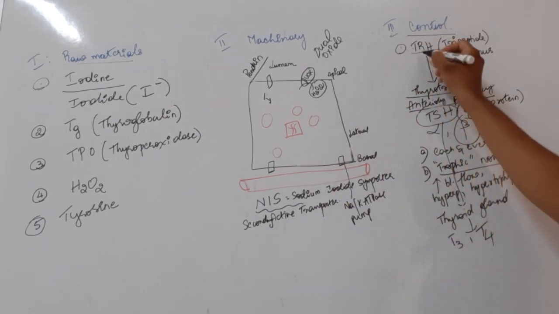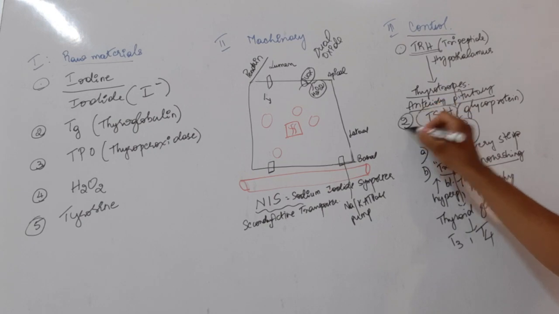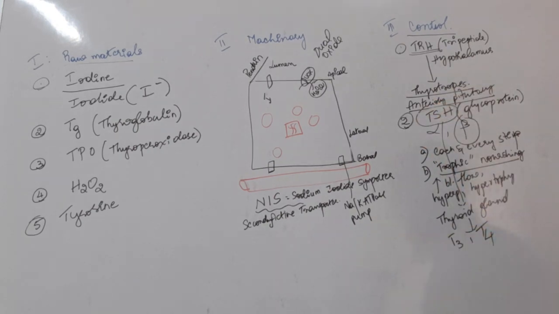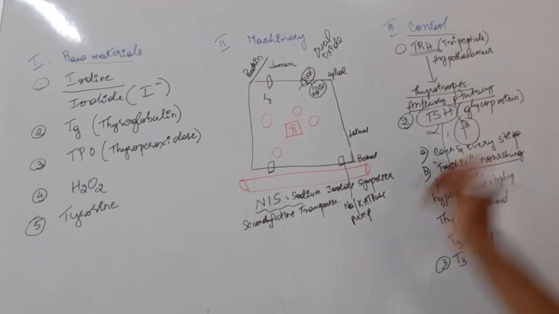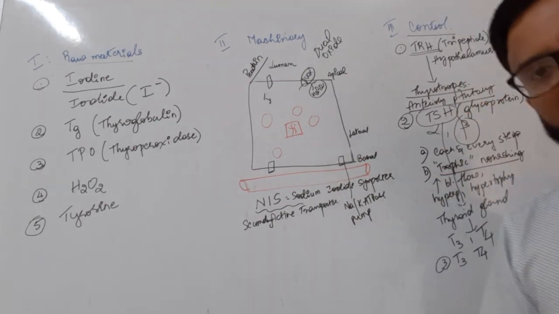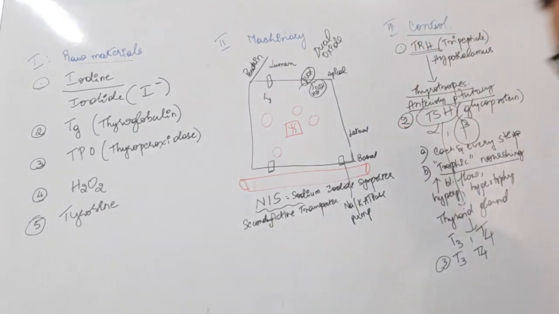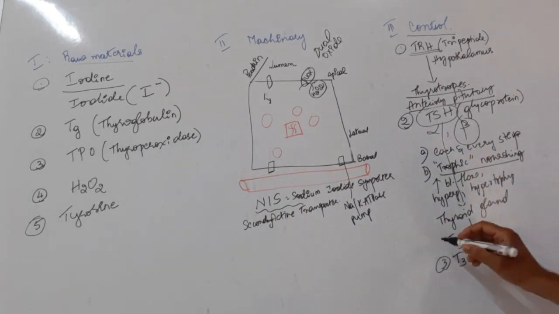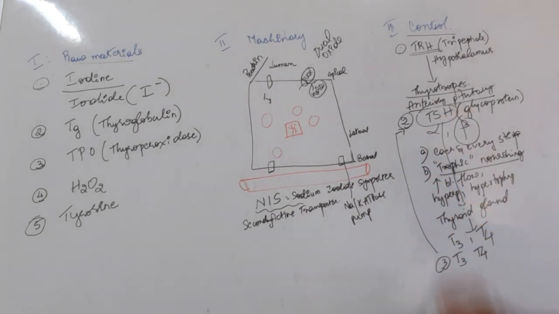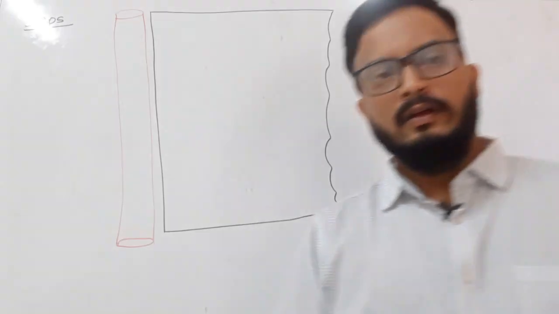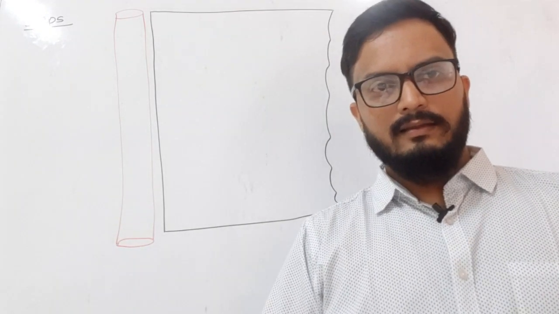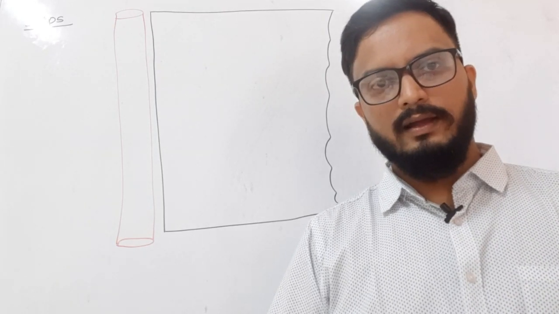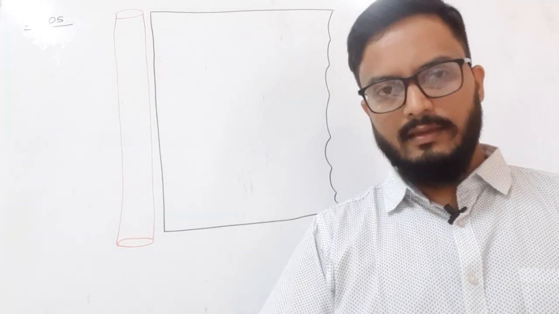So, number 1 is the TRH, number 2 is the TSH, and the third important controlling hormone is T3 and T4 itself. The circulating T3 and T4 can have a positive feedback mechanism or a negative feedback mechanism for the production of TSH, therefore its production can be controlled. So, now we will see in detail the different steps that are involved in the thyroid hormone synthesis.